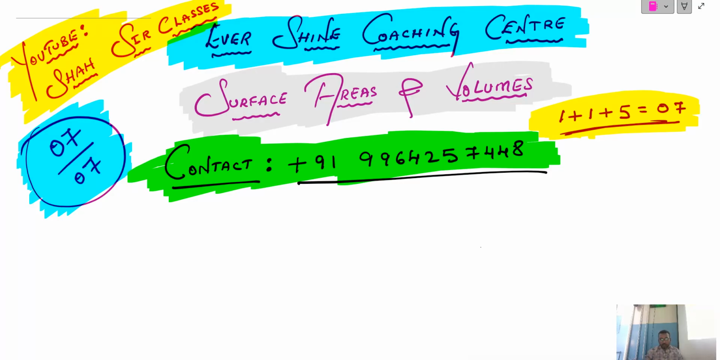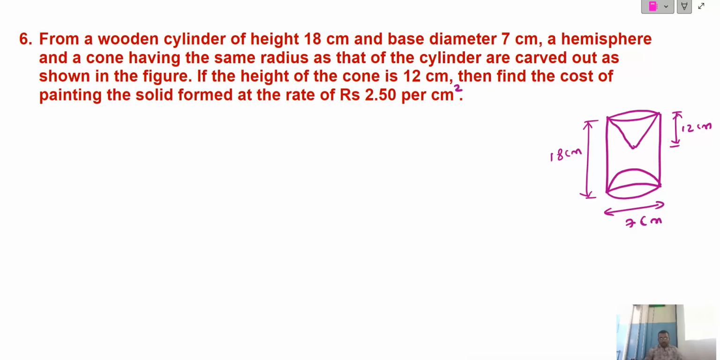That is question number 6. Dear students, observe here. The question is on the screen. Already in part 2 we have covered 5 questions. Now this is question number 6. First let me read the entire question. From a wooden cylinder of height 18 cm and base diameter 7 cm, a hemisphere and a cone having the same radius as that of the cylinder are carved out as shown in the figure. If the height of the cone is 12 cm, then find the cost of painting the solid formed at the rate of rupees 2.50 per centimeter square.